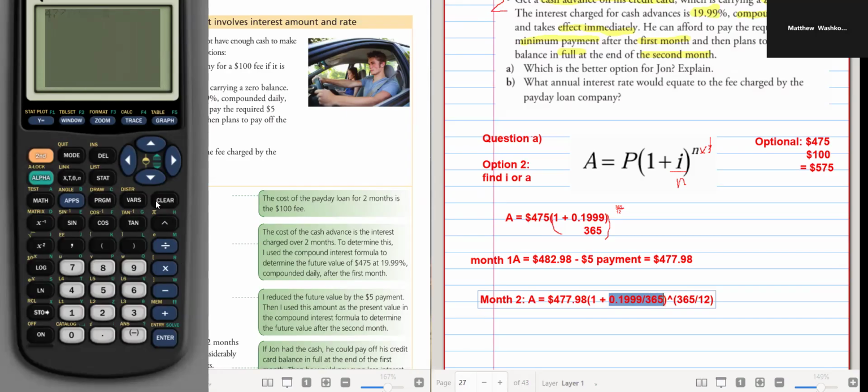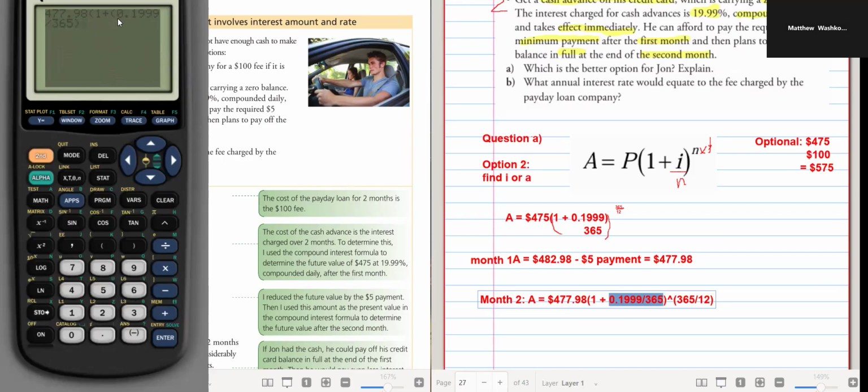So I'm going to go 477. Actually, no, let's not think ahead here. Let's see what happens if we don't. So 1 plus. So now I'm going to put this fraction 0.1999 divided by 365. Close that fraction.